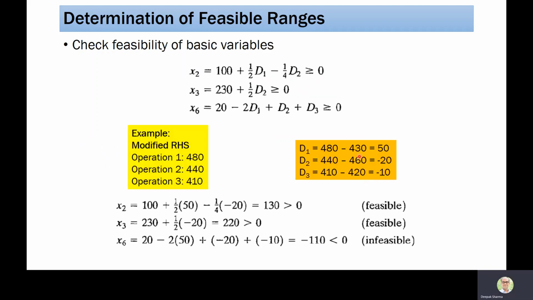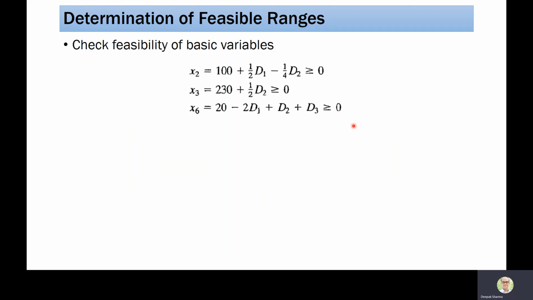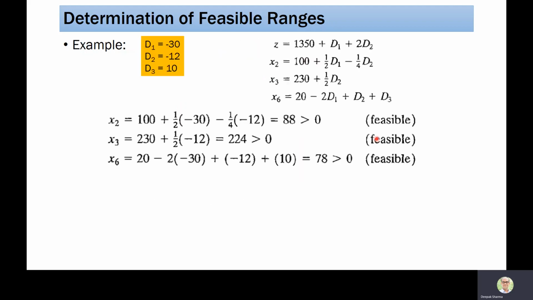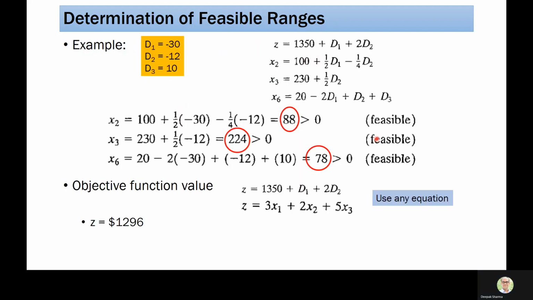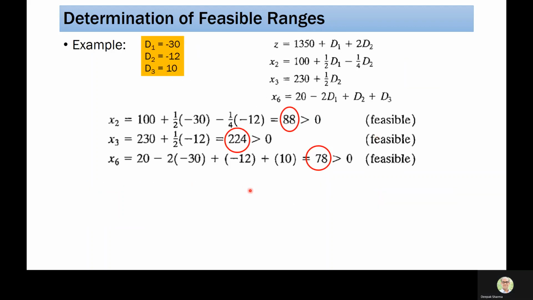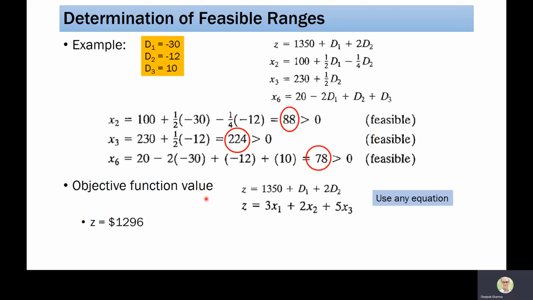Now, if I go back to the previous slide, you remember that we have written the conditions of X2, X3 and X6 in terms of D1, D2 and D3. Have you thought about why we are not writing the equation for other variables? We are not writing those equations because the other variables are non-basic and they will always be 0. So that's why we are not introducing D1, D2, D3 with them.